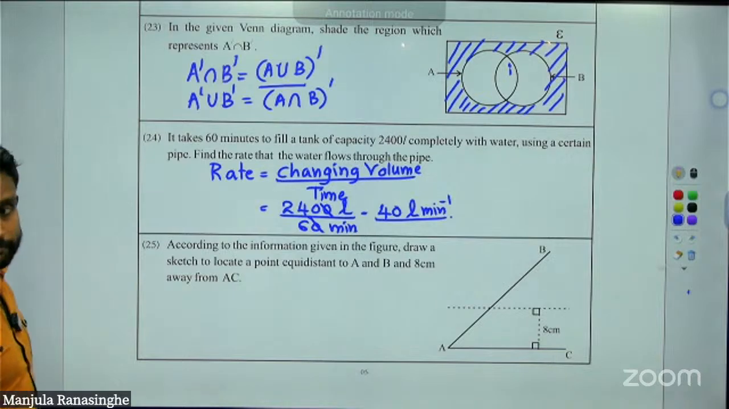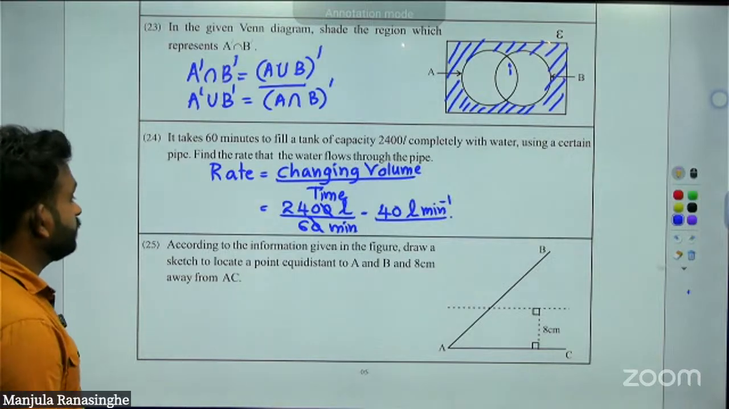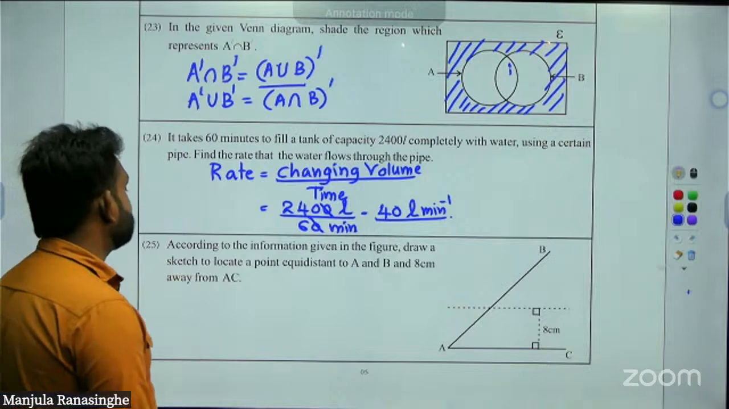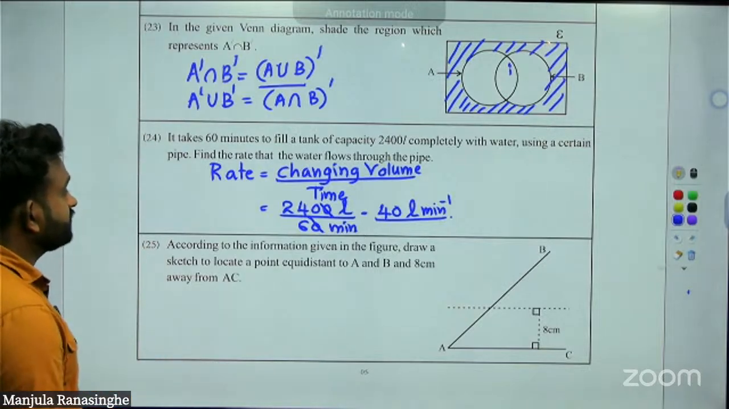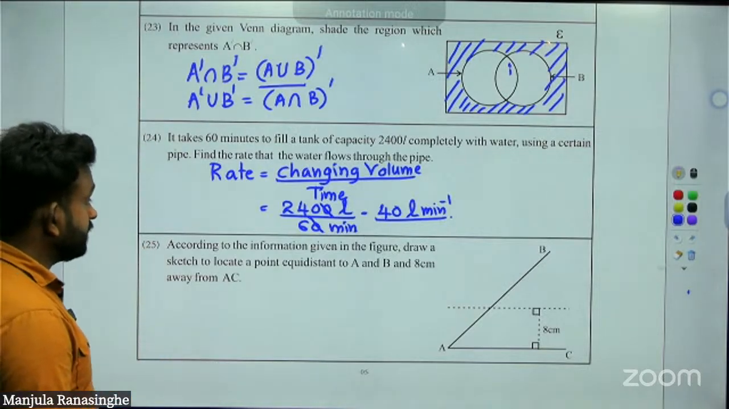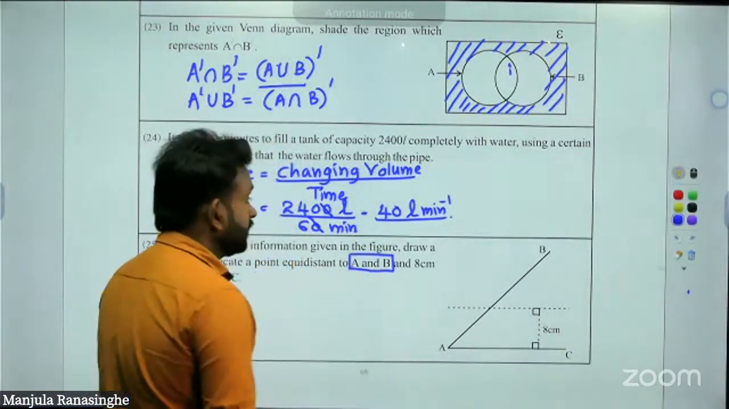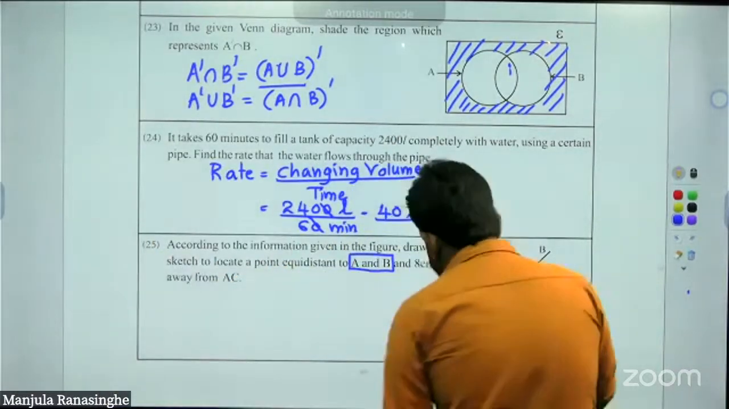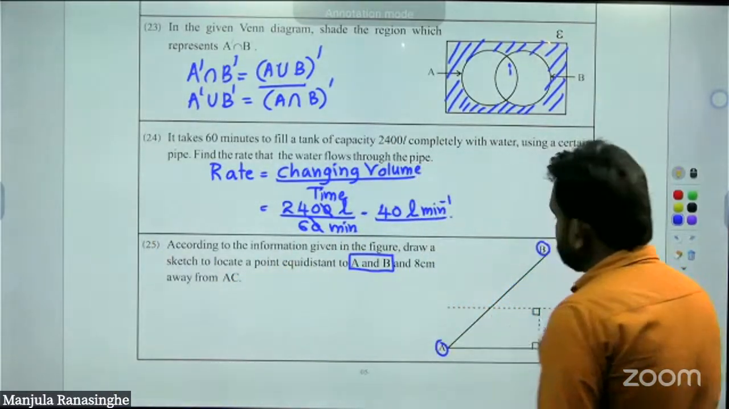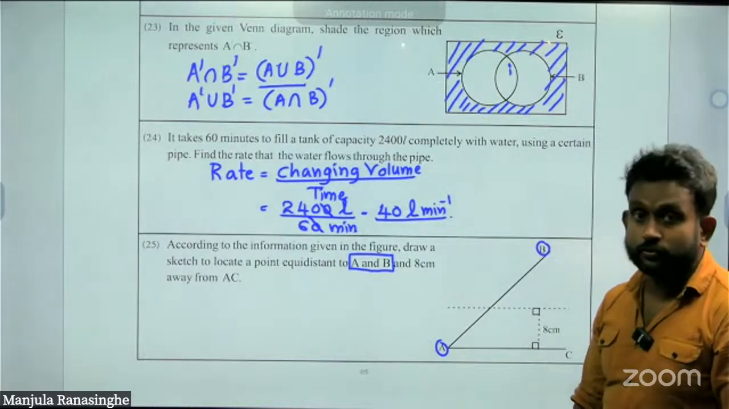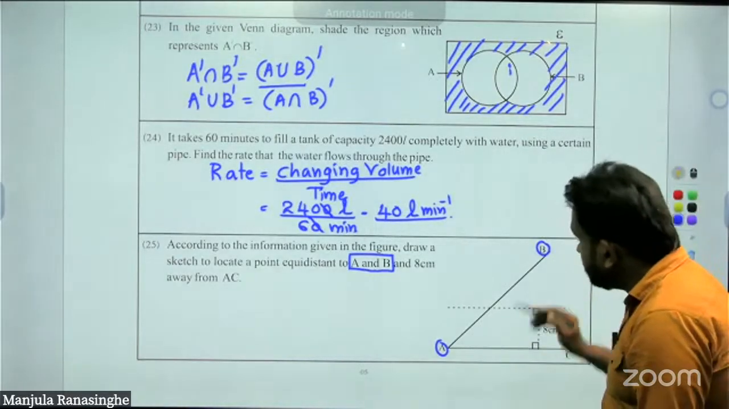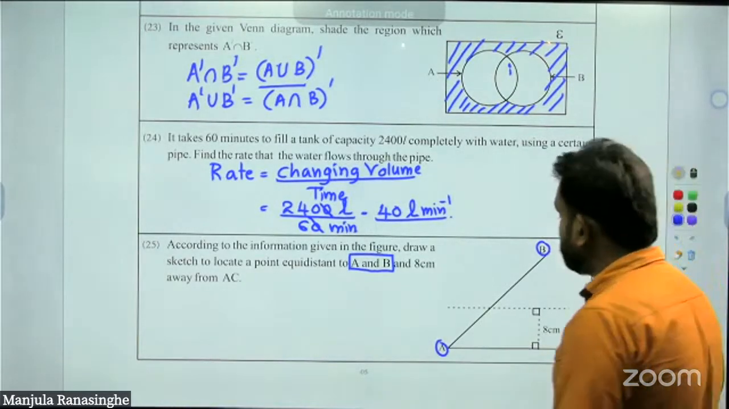Right, next one. According to the information given in the figure, draw a sketch to locate a point equidistant to A and B. Equidistant to A and B. So A and B means 2 points. These are the A and B points. Equidistant to 2 points are what? They are the perpendicular bisector.